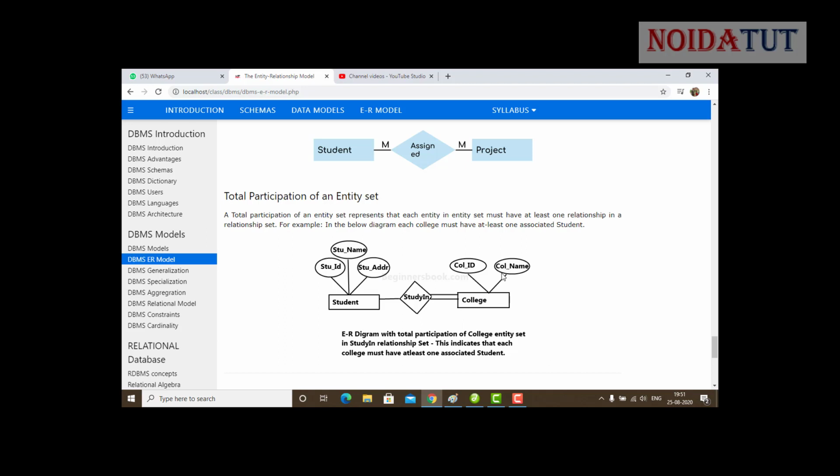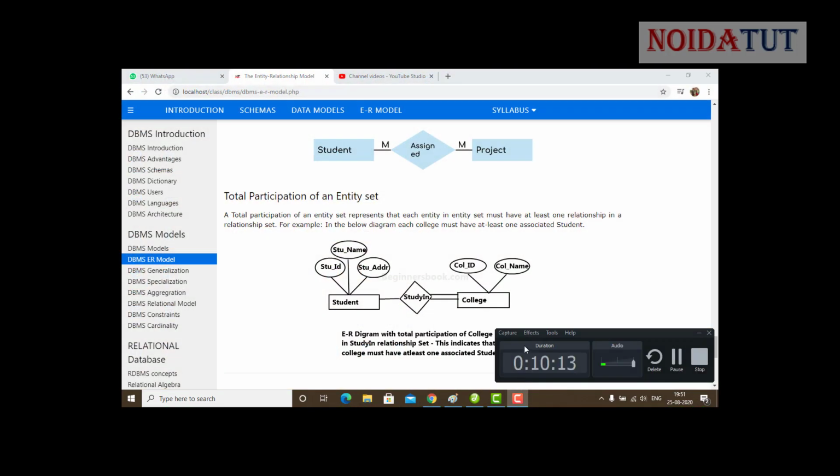Now this is an ER diagram with total participation of the college entity set in the study in relationship set. This indicates that each college must have at least one associated student. So these are the things which we need to cover and take part in while we are working with the ER model and ER diagrams.